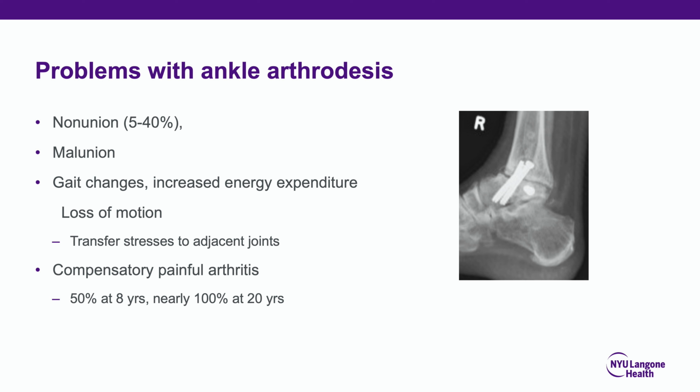There are concerns with ankle arthrodesis, and the non-union rate is somewhat higher than you would anticipate, with up to 40% in some studies. Malunion has also been seen, and gait changes with increased energy expenditure and loss of motion, with transfer stresses and arthritic changes to compensatory joints. At 8 years, 50% of the subtalar or talonavicular joint will exhibit some signs of arthritic change, and that will increase to almost 100% at 20 years follow-up.